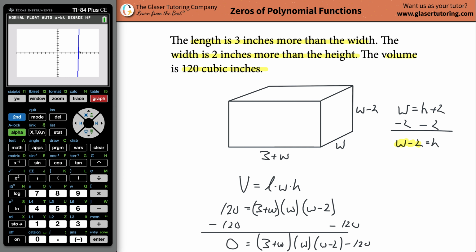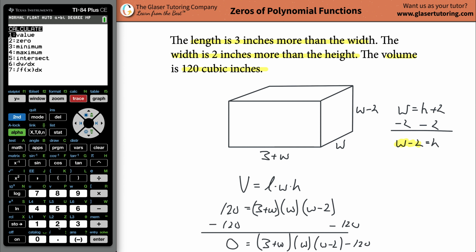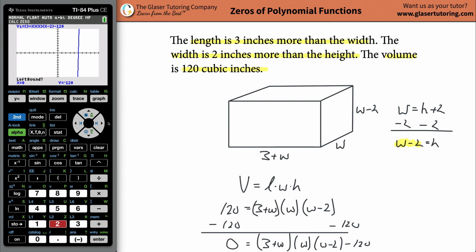Now hit graph. This is where it crosses the x-axis. It looks like it crossed at 5, but just hit second trace and then call the zero function, so hit number 2. Now you have to move the cursor to the left bound of the point. In other words, get to an x value that's a little less than 5, that's fine. Hit enter. Then move to the right of the point, somewhere greater than 5.